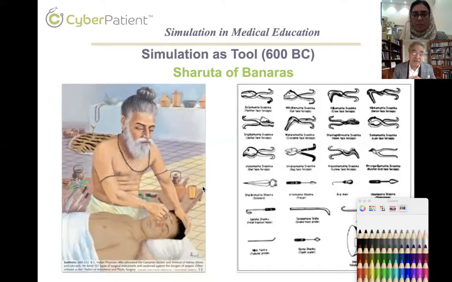And the instruments that he described and had at that time in this book, in the surgical techniques that he described, is out of this world. We still use those surgical techniques, and the surgical instruments are modified, but it's very well described.